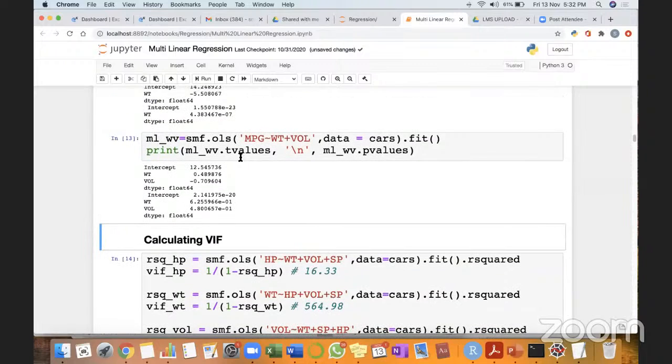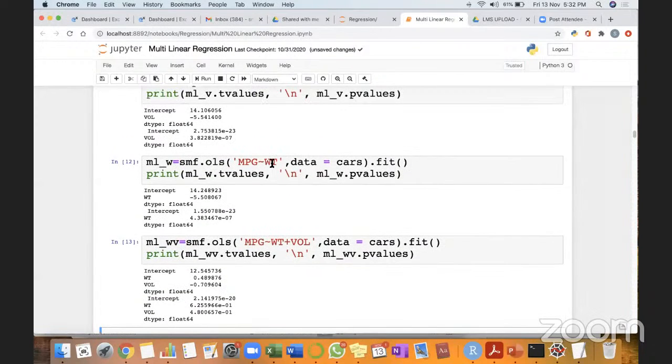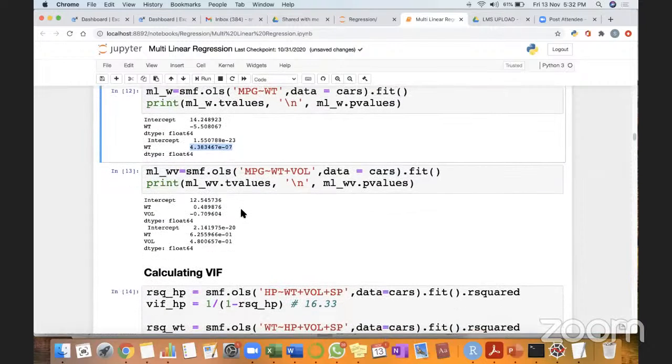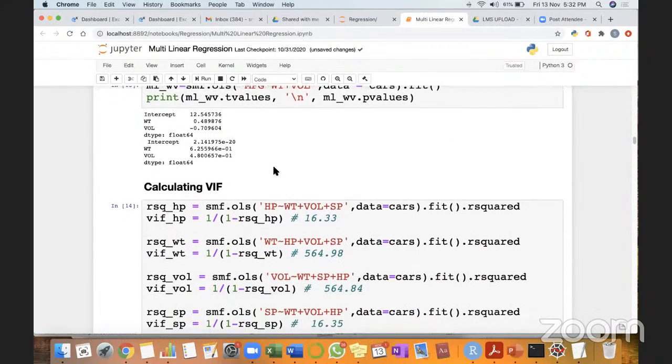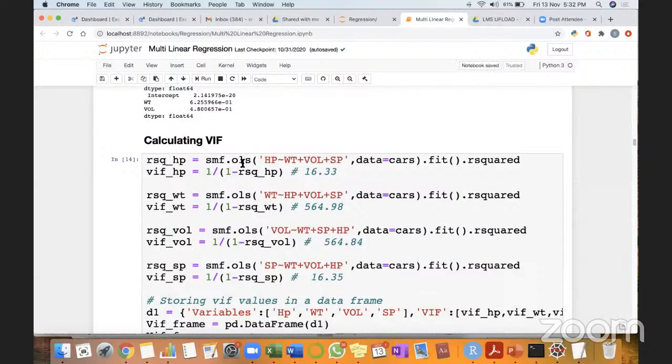So when you combine weight and volume, we can see the p values become bigger, more than 0.05. Earlier, when you have only the simple linear regression equation, the p value is less than 0.05. That indicates there is a problem with these two variables, which is called multicollinearity. To detect or identify multicollinearity, we go for the VIF, the variance inflation factor.